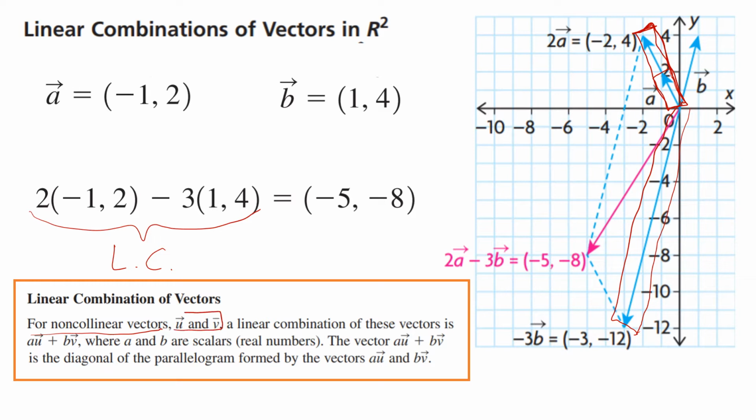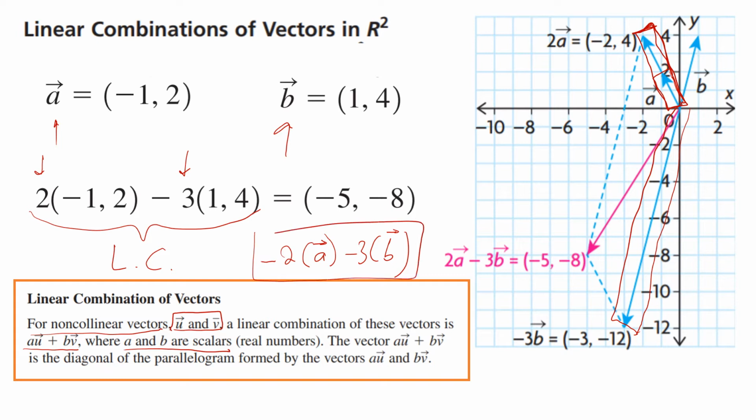Take the vectors U and V, so in this case these would be the A and B vectors. A linear combination of these vectors is aU plus bV, where a and b are scalars. Those a and b would be represented by 2 and -3. So this is 2 times the A vector, as well as -3 times the B vector, right? Then this is a linear combination.